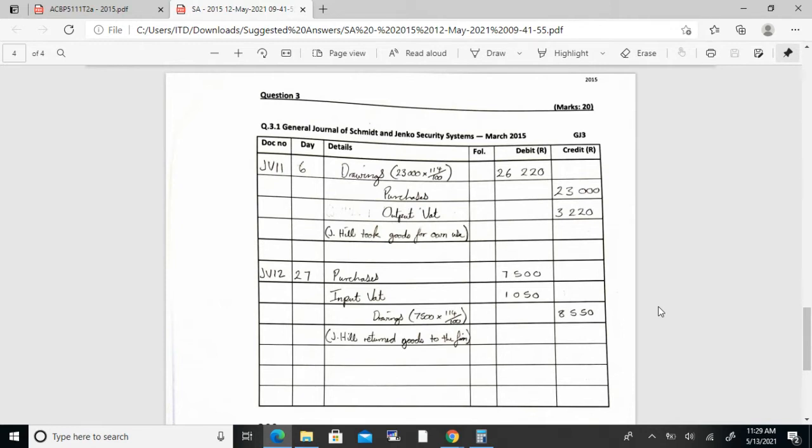Let's see. Okay, so let's see there. 3.1, it says record the following transaction in the general journal for March 2015, assuming periodic inventory system. Assume for question 3.1 only that is a VAT vendor. Narrations are required. Okay, so here they are requiring that we actually put in narrations.